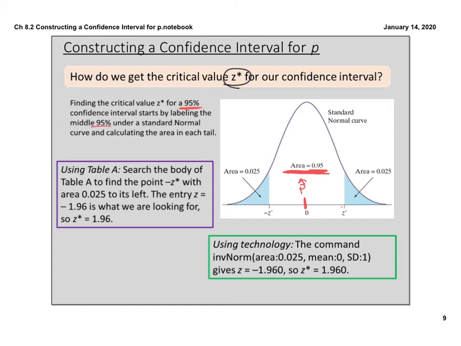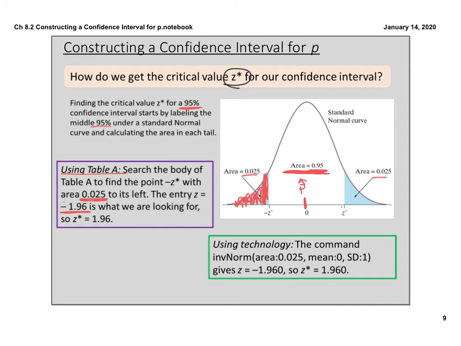Well, we know normal curves are symmetrical. So when I take 5% and divide it in half, I get 2.5%. So there's 2.5% on either side of the curve. Since there's 2.5% on either side of the curve, I know that that's the area that I'm looking for. So when I go into my table A, I can get a z star value by looking at what has 0.025 to the left. I'm basically looking at this. What has an area of 0.025? Now, you get a z-score of negative 1.96.